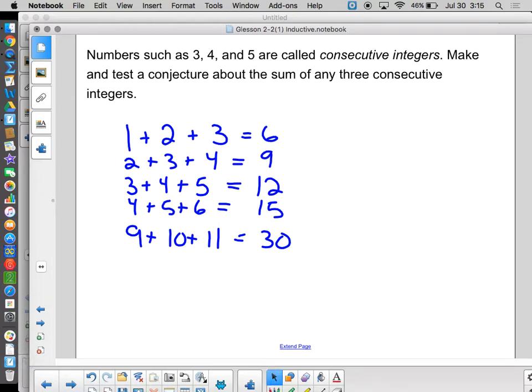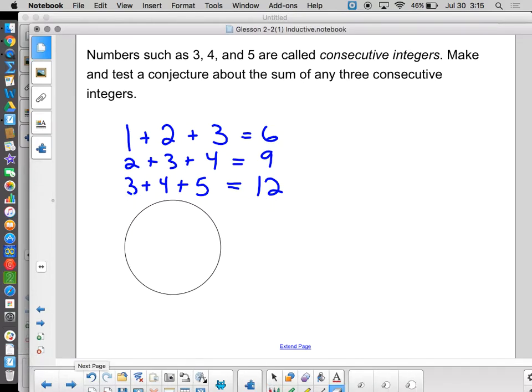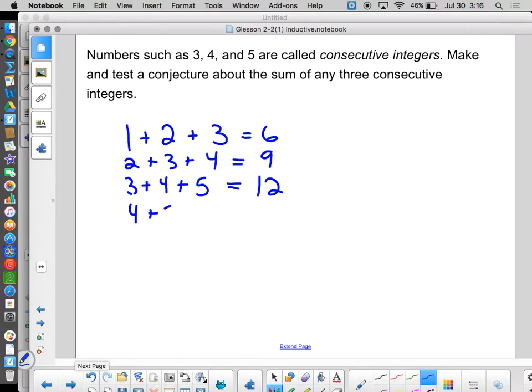Oh, now do I notice a pattern? Oh, I didn't mean to erase that. I'm sorry. I'll try that again. Do we notice a pattern about the sums? Well, yeah, they're going up by 3 each time, aren't they?